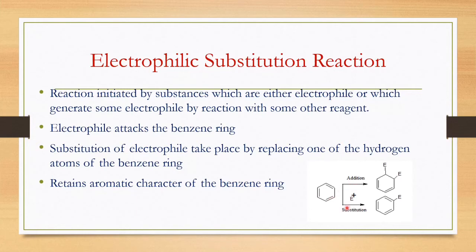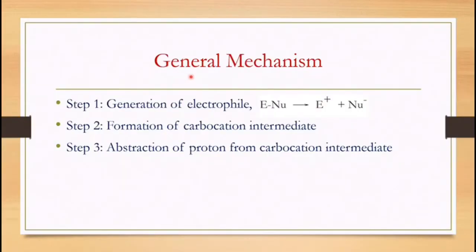Here I have given one example. Benzene undergoes addition with 2E plus and substitution with E plus. When addition takes place, the substituents will be attached to these carbon atoms, so this double bond will be converted into a single bond. So in the addition products, the benzene loses its aromaticity, while during substitution, one of the hydrogen atoms of benzene will be replaced with the electrophile. So benzene retains its aromaticity during electrophilic substitution reaction. So this is the general mechanism of electrophilic substitution reaction.